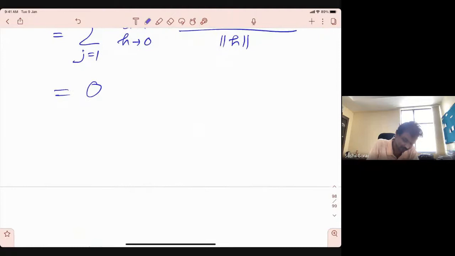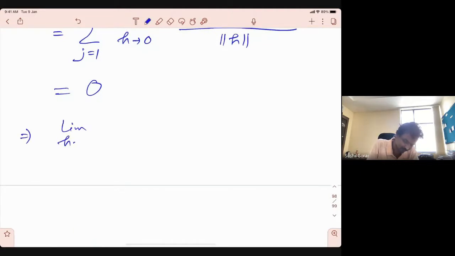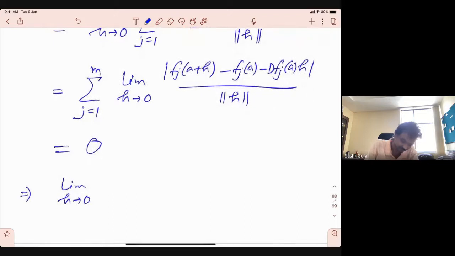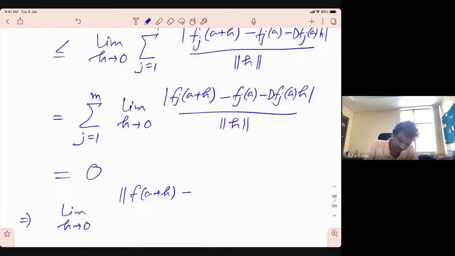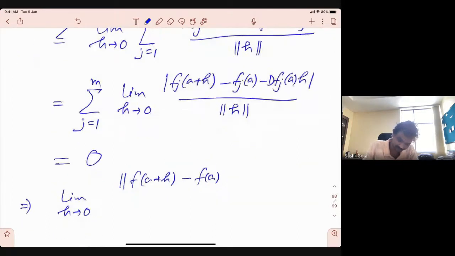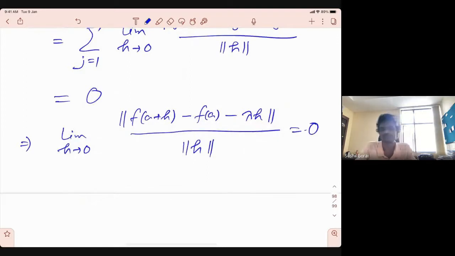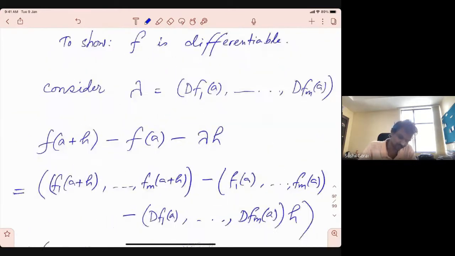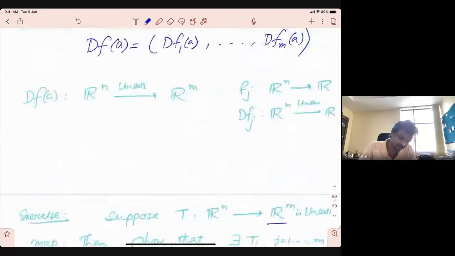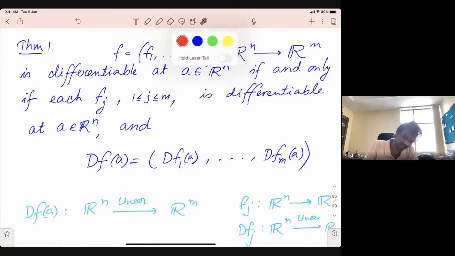So this implies limit h tends to 0 of norm of f of a plus h minus f of a minus lambda h by norm h is 0. So it is differentiable. And if we know the derivative of the fj's, we can actually get the derivative of f in this way.